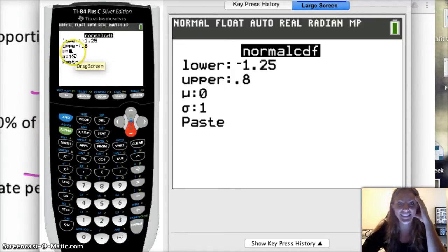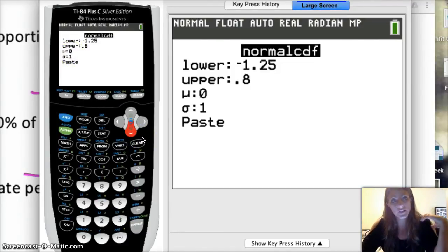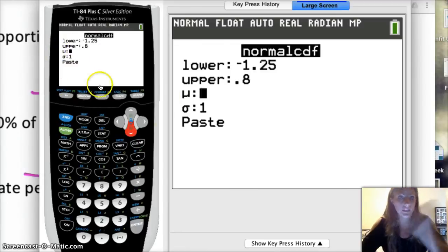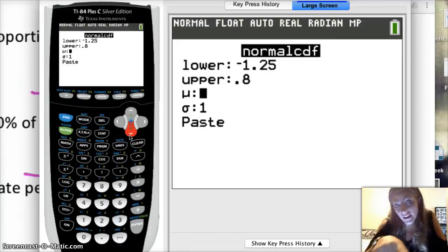So the mean is going to be, whatever. If you have a different distribution that's not the standard normal curve, you can use whatever mean and standard deviation you have, which is nice. Because if you don't have the calculator, then you have to convert all of the values into z-scores.